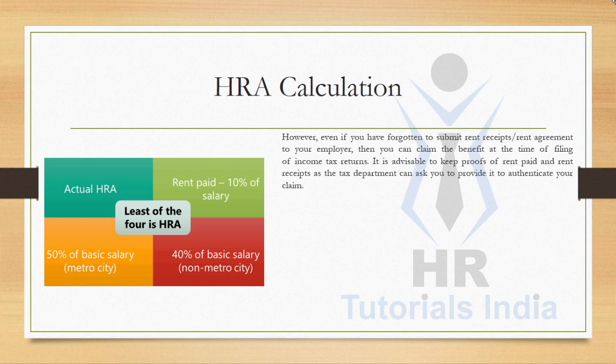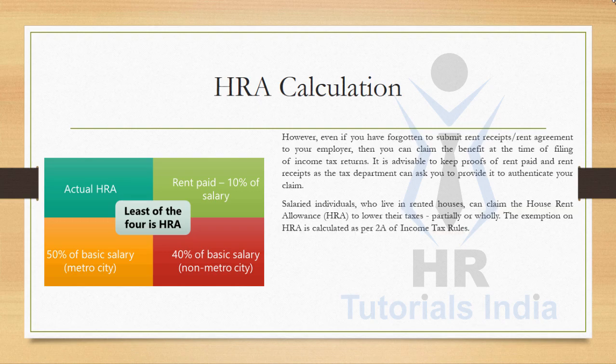If you have forgotten or missed to submit the rental receipts or the rental agreement to your employer, then there is an option for the employee to claim the tax benefit at the time of filing the income tax returns. Hence, it is advisable for the employee to keep the proofs of rent paid and the rental receipts, as the income tax department may ask to provide it to authenticate the claim of HRA.